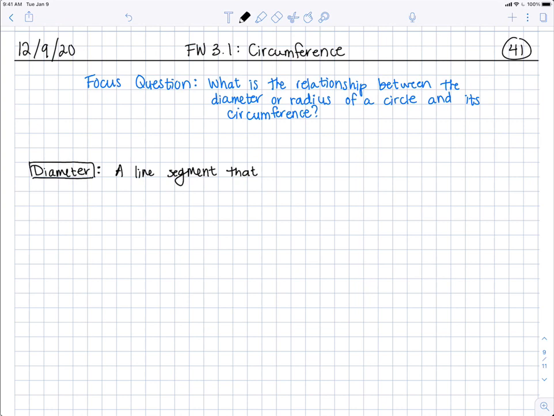that travels from one side of the circle, through the center and to the other side.